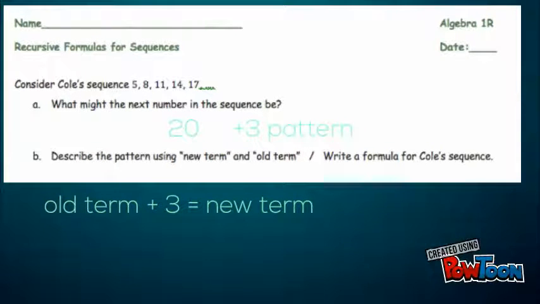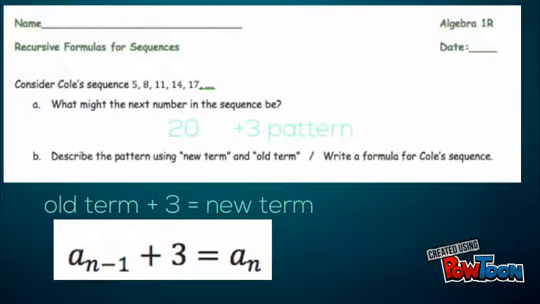So here's the important part. We replace old term with a sub n minus 1, and we replace new term with a sub n. A sub n is the term we want to find. A sub n minus 1 is the term before it.